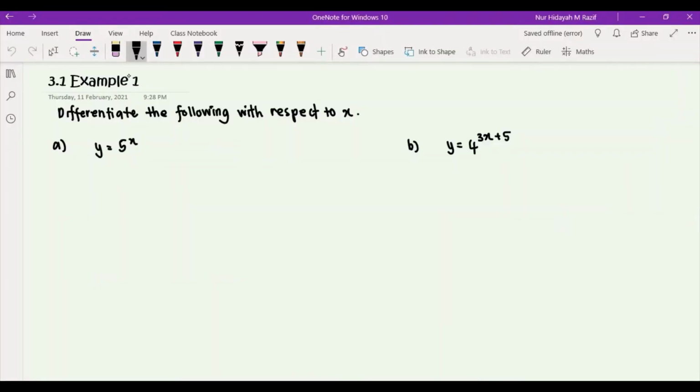Let's now discuss the examples for subtopic 3.1. So for example 1, you are asked to differentiate the following questions with respect to x. For the first question, question A, you are given in the form of y is equal to a power of x. And you have to recall then the formula for dy/dx will be a power of x multiplied by ln of a.